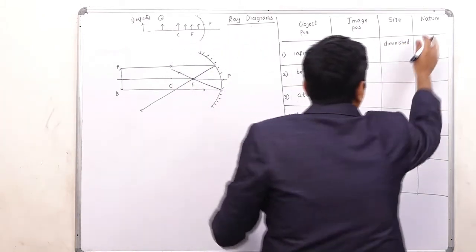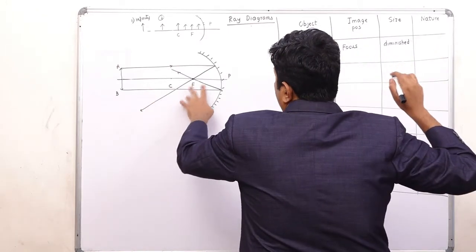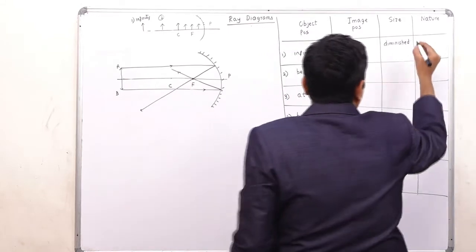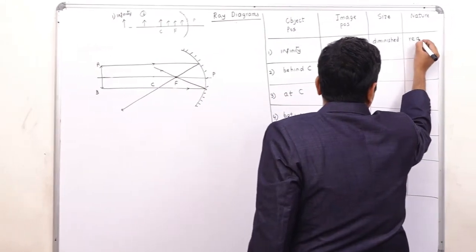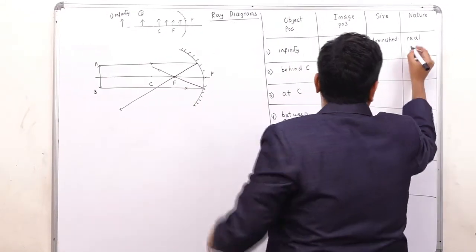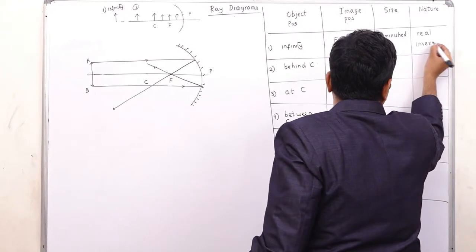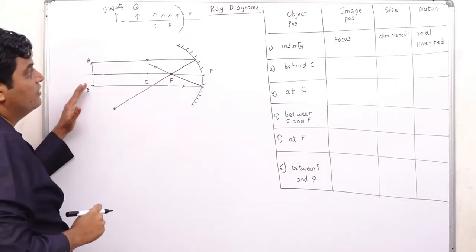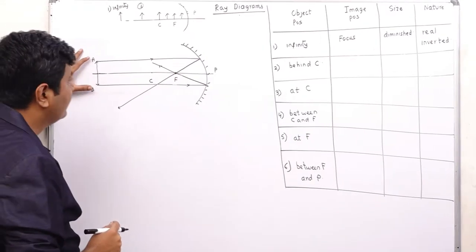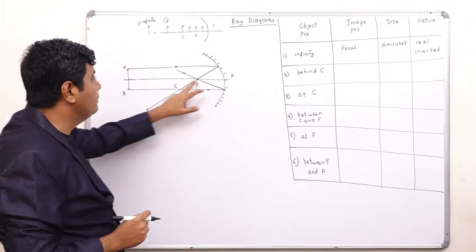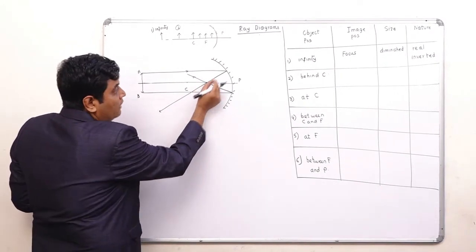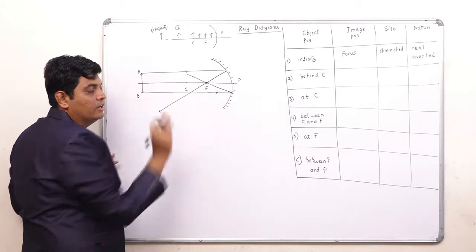Now it is diminished. What is the nature? In this case the rays of light are actually meeting. They are meeting at one point. So that means it is real. And real images are always inverted images. So this is how you will fill the table. This is your first ray diagram. Object is at infinity and your image will be at focus. Right? Your size is diminished. The nature is real and it is inverted.